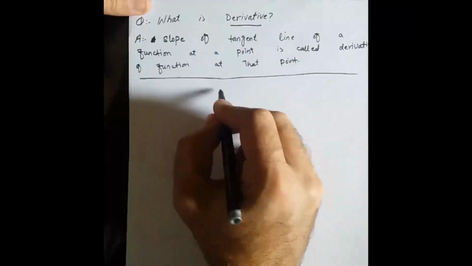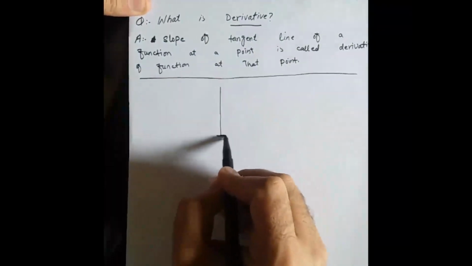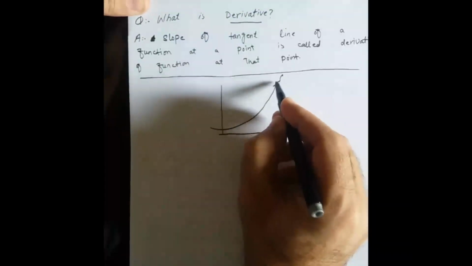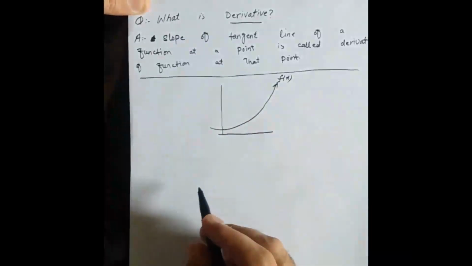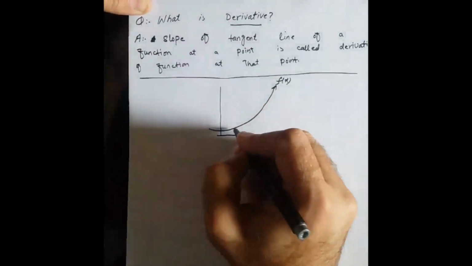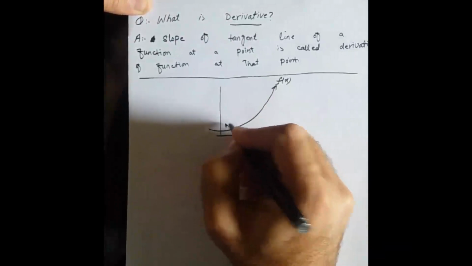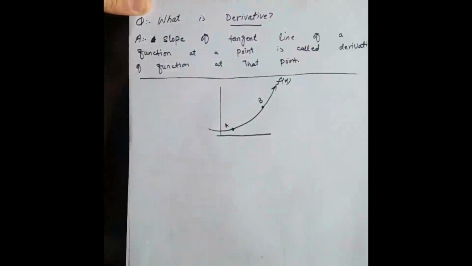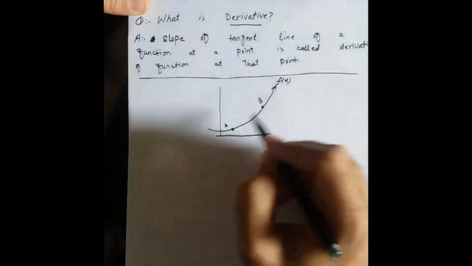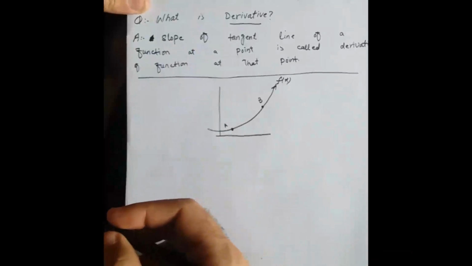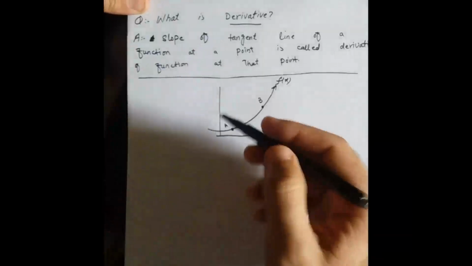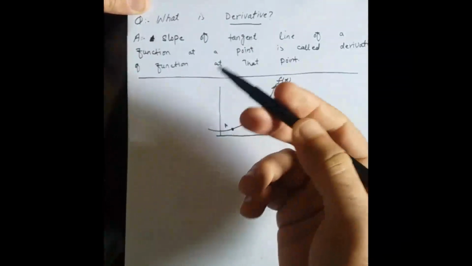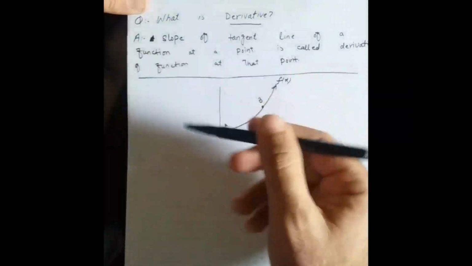Taking a function, let us take a function f of x, and taking two points a and b on the function. Now, the derivative is the slope. Now we prove that the derivative is the slope of the tangent line.